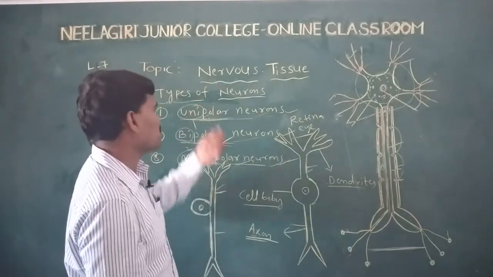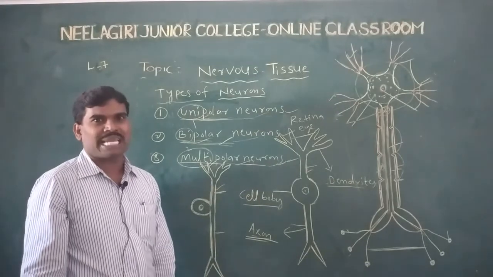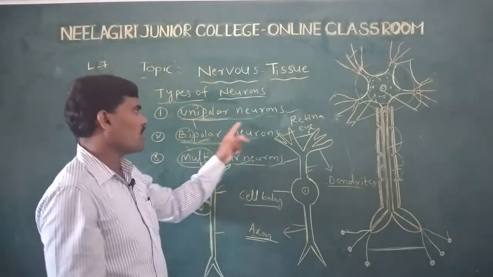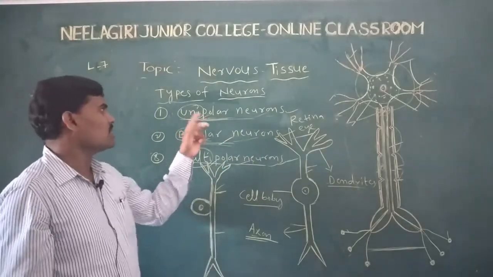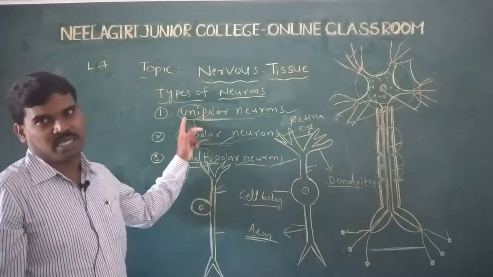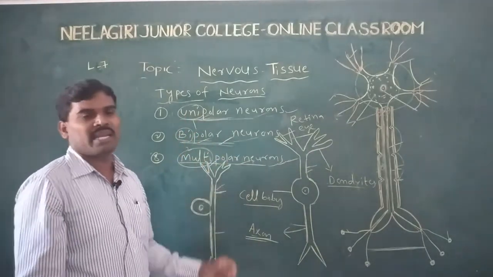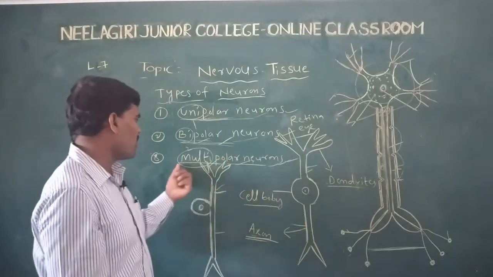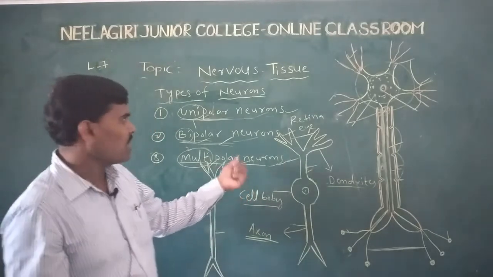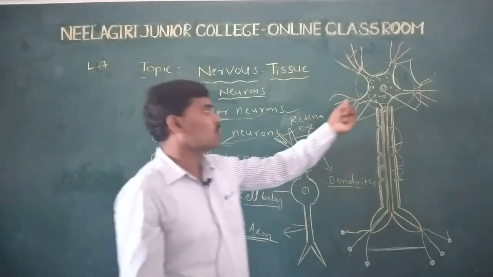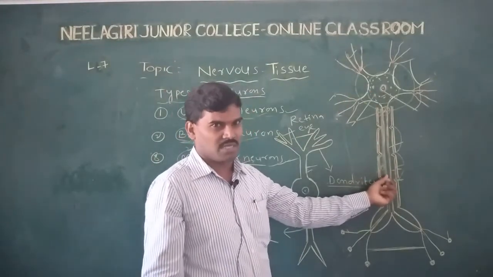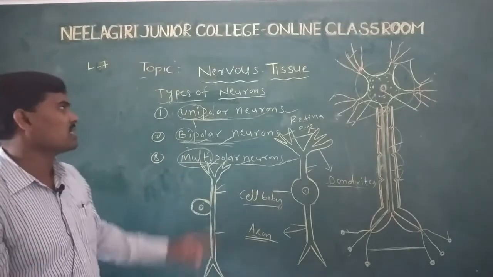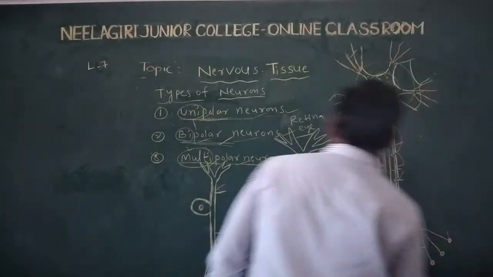So the three types of neurons depend on the number of dendrites and the number of axons. Unipolar neurons: how many dendrites and axons? Only a single axon is present. Second, bipolar neurons: a single dendrite and a single axon. Third, multipolar neurons: two or more dendrites and a single axon. This is based on the types of neurons.